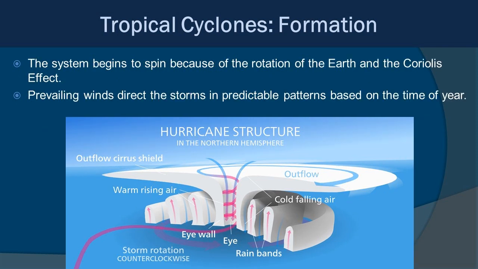Now, the system itself begins to spin because of the Earth's rotation, specifically the Coriolis effect that we talked about when we talked about atmospheric winds and circulation. Now, the prevailing winds in a particular area in a particular time of year are going to help steer these storms in different directions.